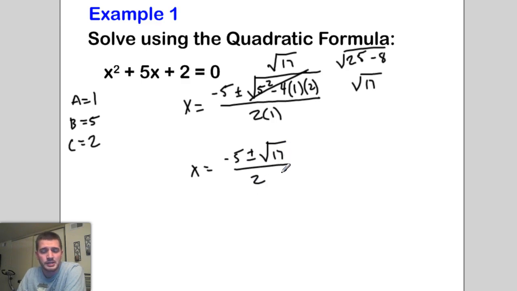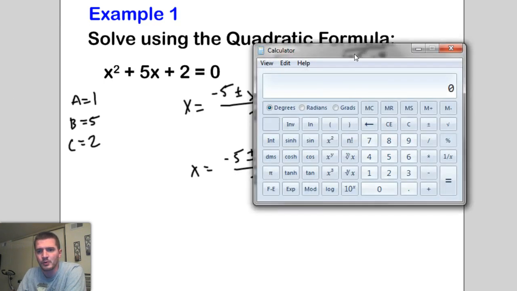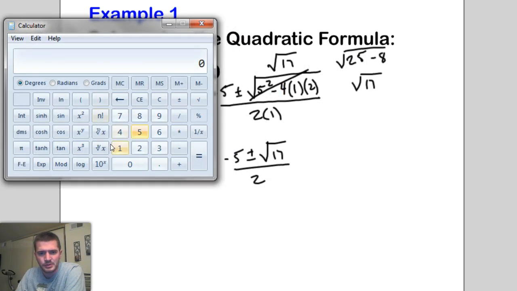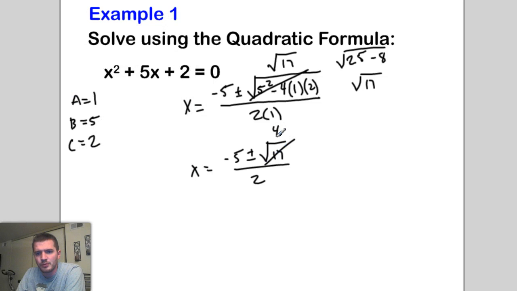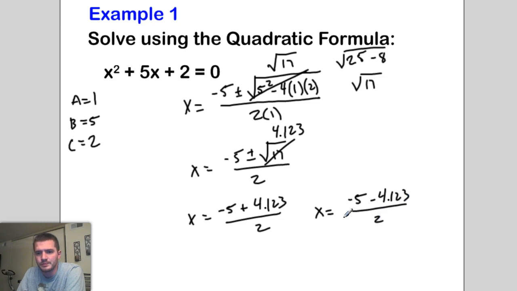Usually I would want you to break that down, but we can't. Let me pull out my calculator to get a little more into it. The square root of 17, let's find it. I guess we have to do it backwards, my bad. The square root of 17 is 4.123. So we can get some decimals for this. x equals negative 5 plus 4.123 over 2, and x equals negative 5 minus 4.123 over 2.